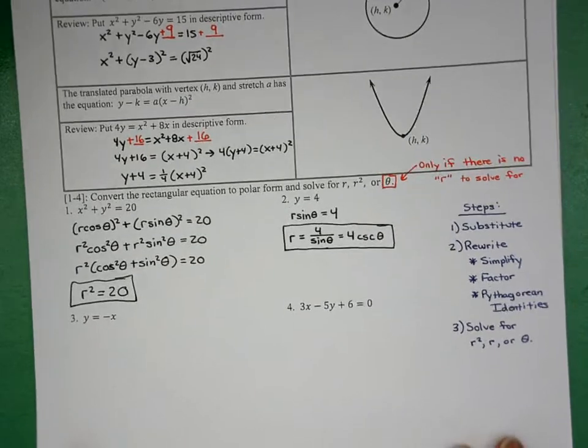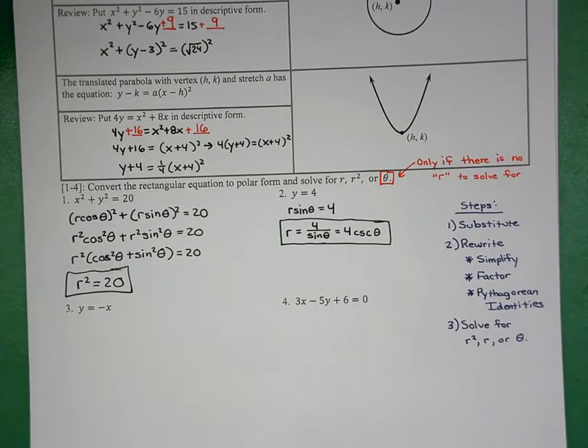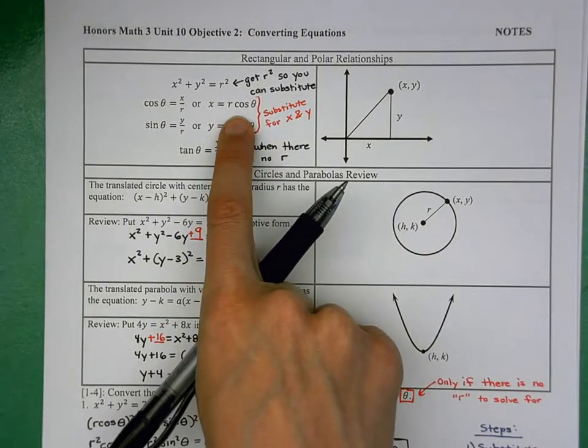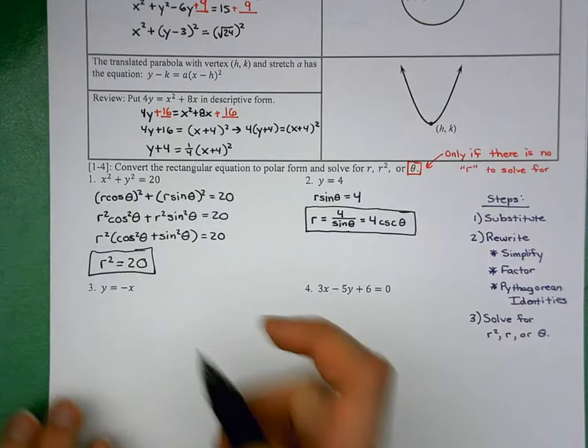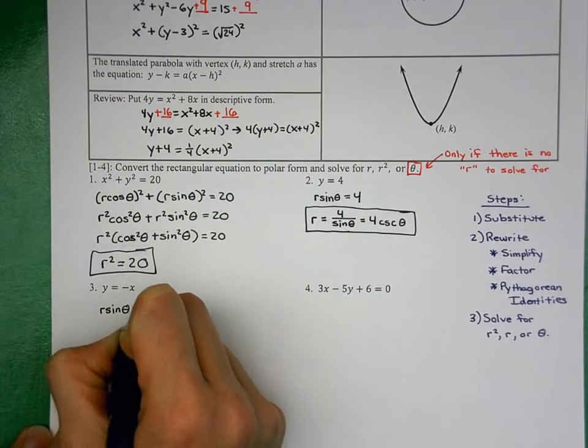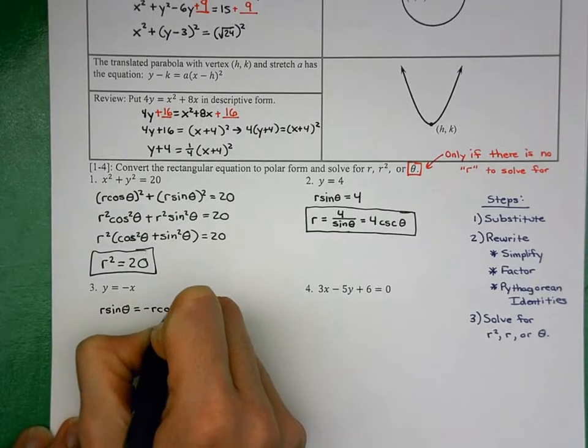Okay, number 3, go ahead and pause the video, give number 3 a shot, restart it when you are ready. Okay, so number 3, we're looking at y equals negative x and trying to solve from there. Substituting in y and x, y is r sine theta, x is r cosine theta. So we're going to plug r sine theta into y and r cosine theta into x.